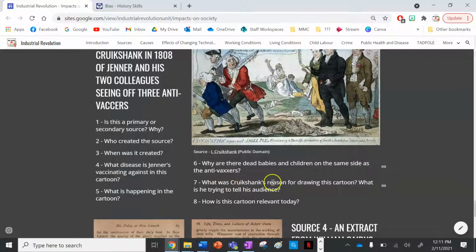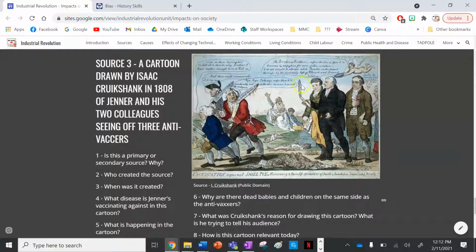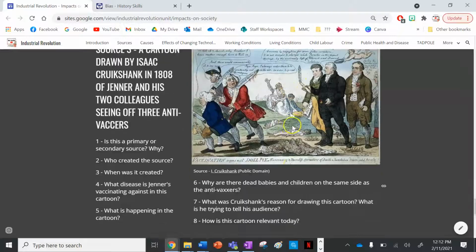Number 7, what was Cruikshank's reason for drawing this cartoon? What is he trying to tell the audience? Well, he's trying to tell the audience that anti-vaxxers are not only spreading smallpox but causing people to die, and they should leave because they're causing people's deaths.